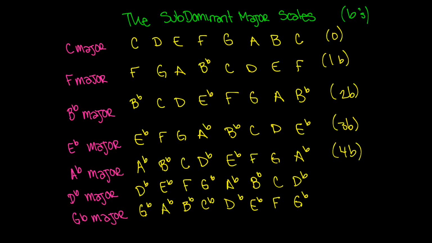And D flat major is going to have, hopefully by now you're starting to see a pattern, D flat, E flat, G flat, A flat, B flat. Hey, that's going to be 5 flats. And finally, as we get down over here to G flat major, we have 6 flats. So this is actually organized according to the number of flats that we have.